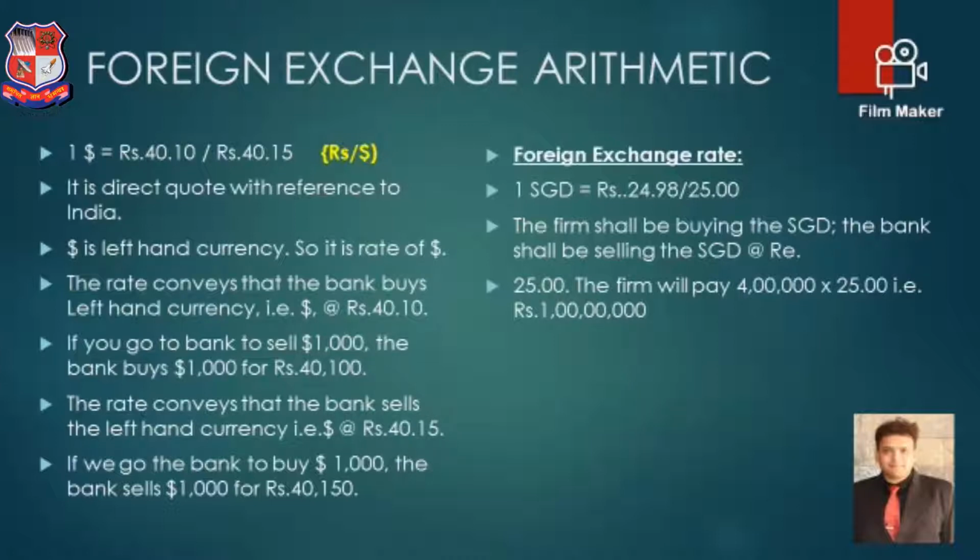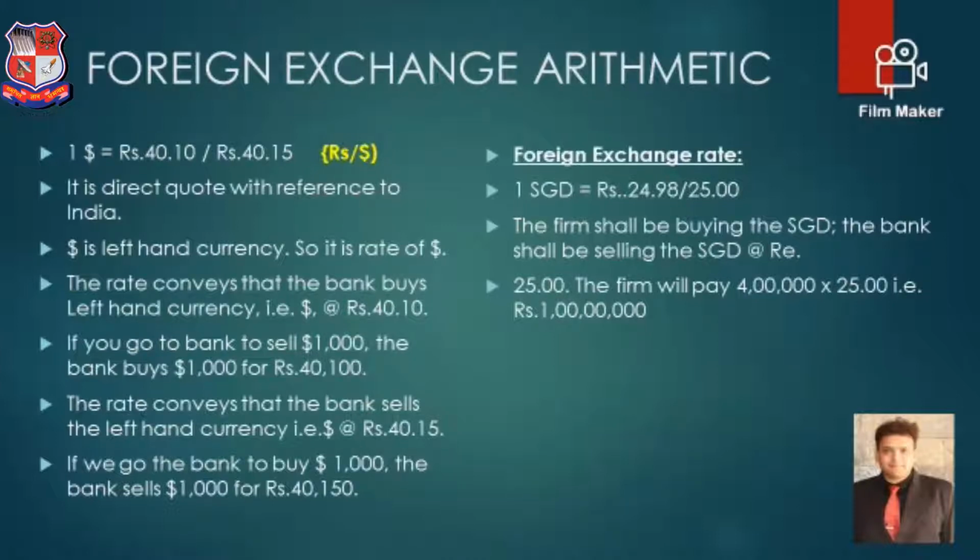Now the same kind of example I have also mentioned on the right hand side of this slide. In this, SGD means Singapore dollar. If you want to buy one Singapore dollar, that means the bank will sell to you. So 25 rupees is the buying rate for the customer and the selling rate for the bank. And if you want to sell one Singapore dollar, the bank will be buying and we are selling, so 24.98 is our selling rate and the bank will be buying this from us.